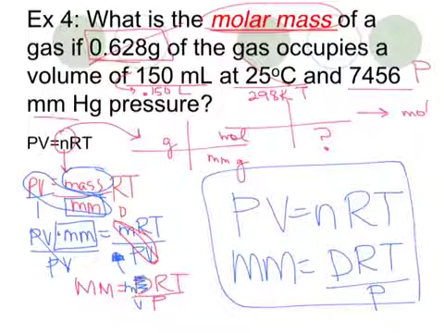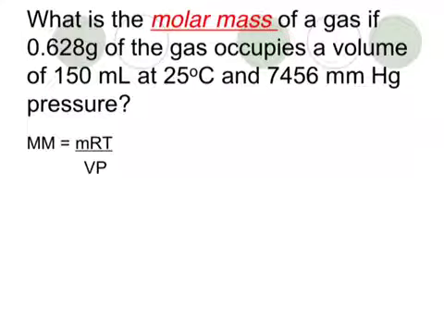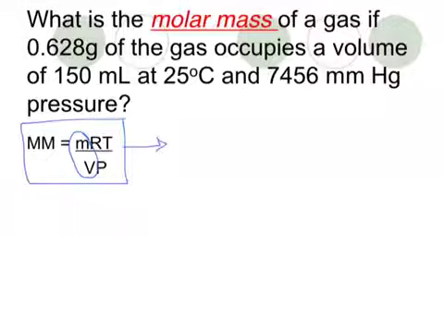So let's take a look at this on a clean slate. What is the molar mass of a gas if you've got 0.628 grams of the gas occupying a volume of 150 milliliters at 25? So let's start plugging in. Here's our new formula. Molar mass, here's my density, dirt over P, but I don't need density since they didn't mention it. And I'm going to start plugging in, and I'm done.